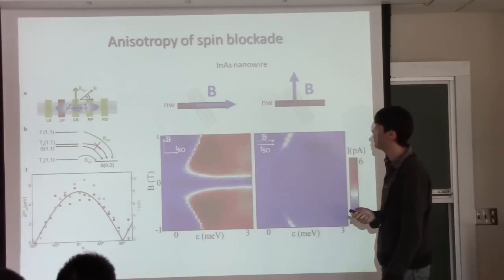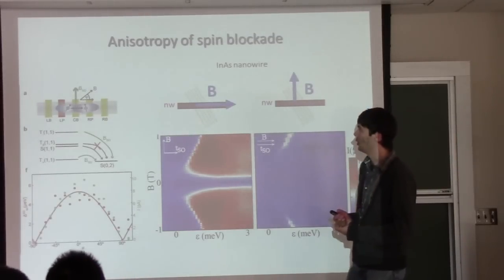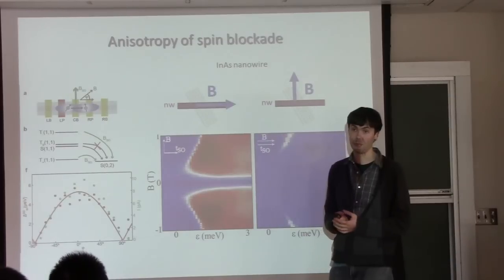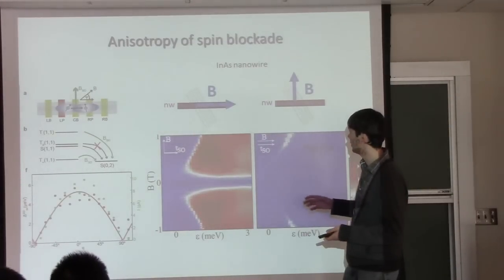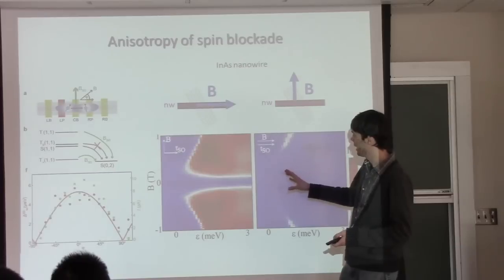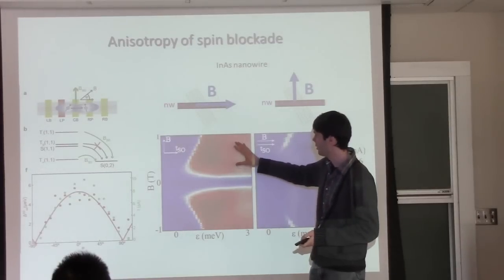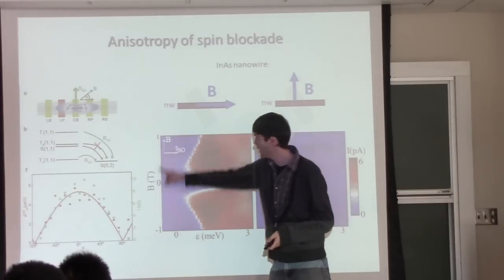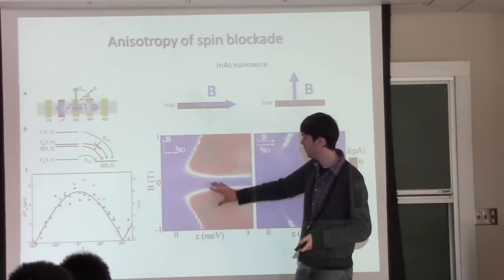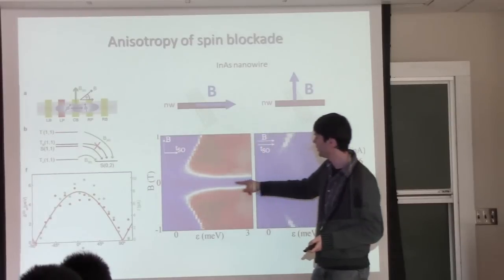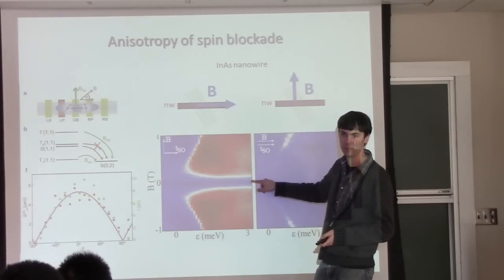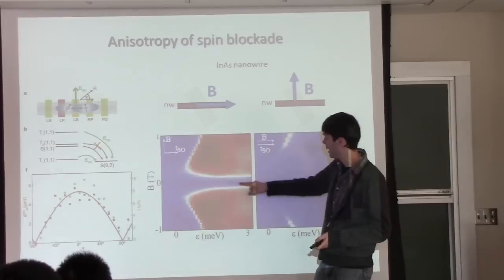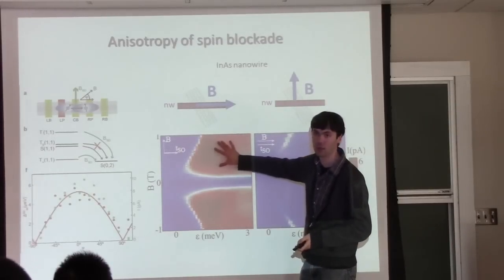Just for consistency, I wanted to show you that spin blockade also has the same anisotropy. If you remember from last lecture, we had this dramatic lifting of spin blockade at finite field. This is a field, and this is inside the spin blockade region. At zero field, spin blockade is strong. Blue means zero current. And we increase magnetic field, and we have all this current here.